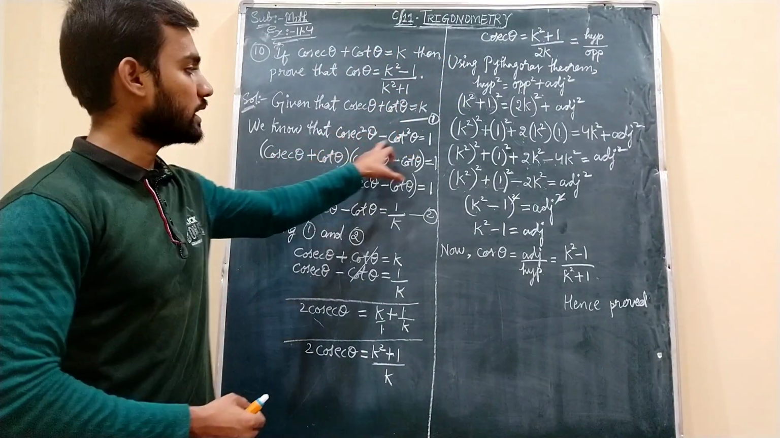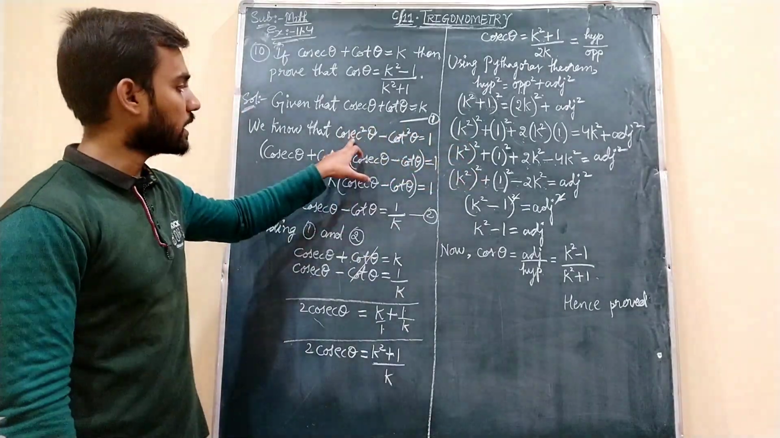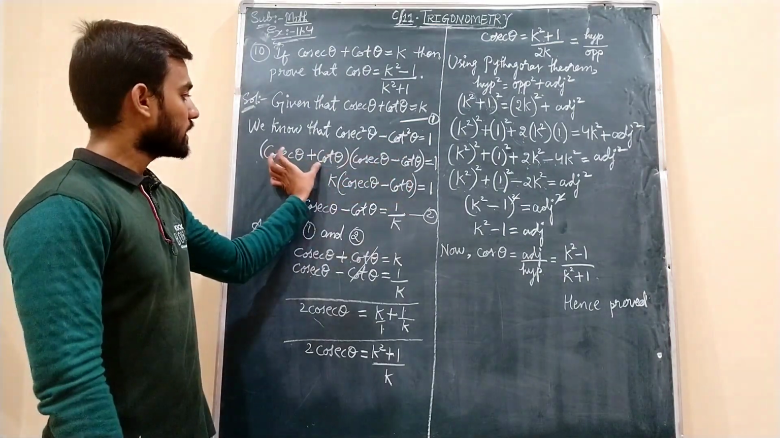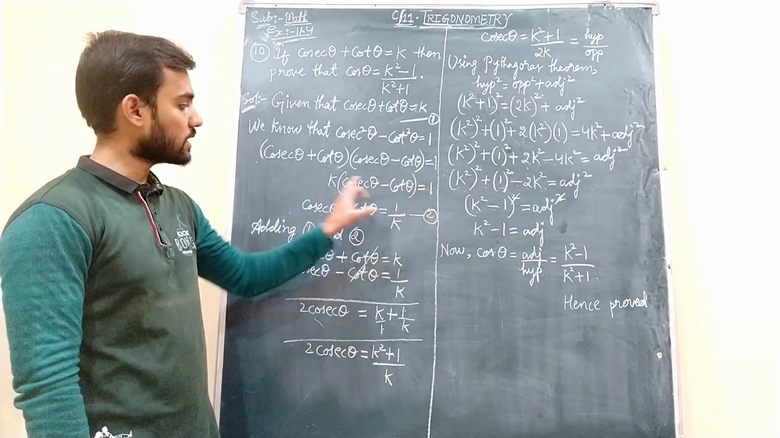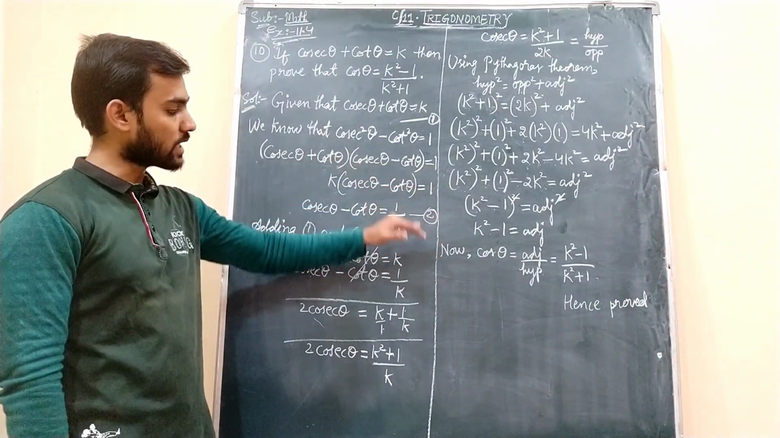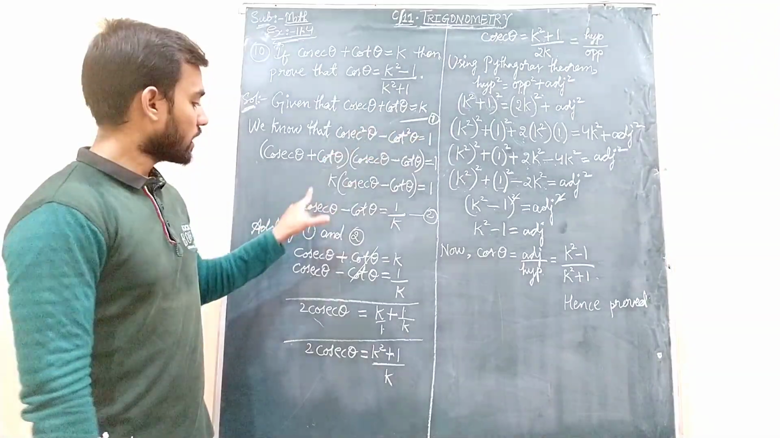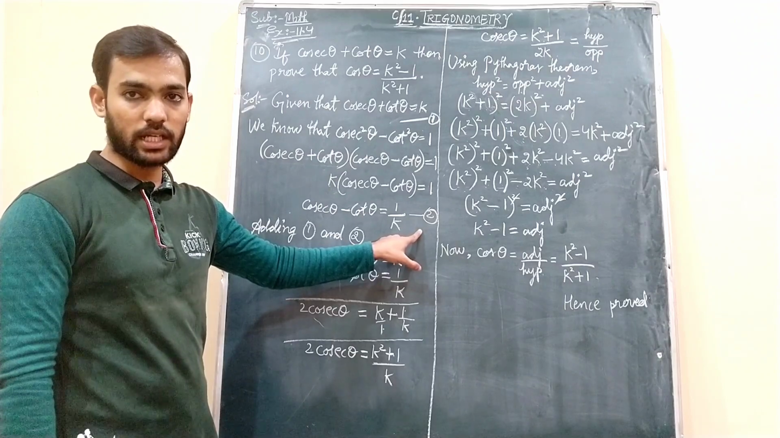So identity number 3 I wrote: cosecant square theta minus cot square theta is equal to 1, and here it is like a square minus b square. I replaced it with (a plus b) into (a minus b). This value I have taken from here as k, this I wrote as it is, 1 as it is, and this multiplication k after transposing becomes 1 by k. Cosecant theta plus cot theta was given. Here we got cosecant theta minus cot theta, so this needs to be taken as the second equation.